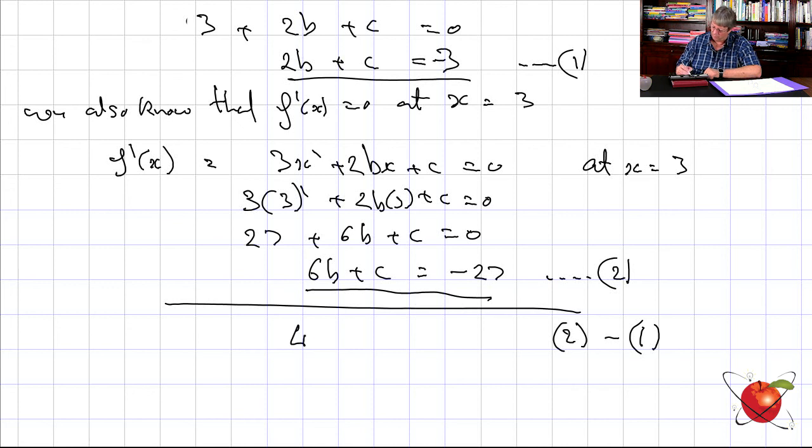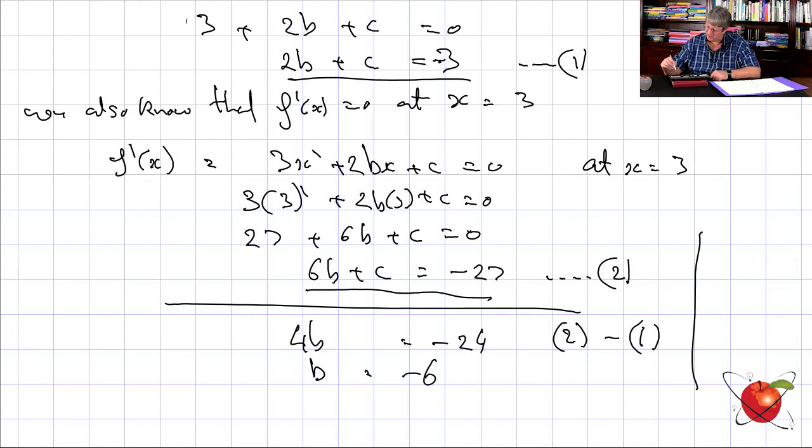That's going to be 4b. Minus that is going to be minus 24, because it's minus 27 minus minus 3 is minus 24. B is therefore going to be equal to minus 6.